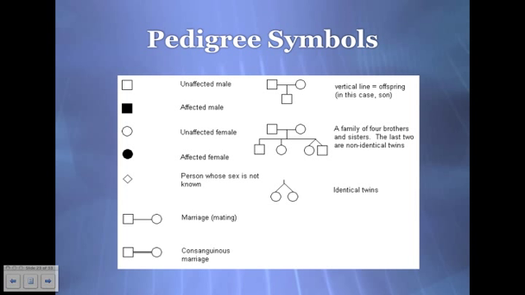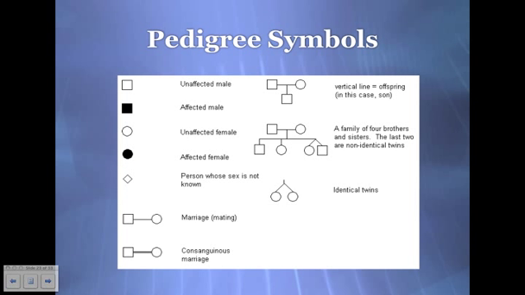Usually, whatever trait you're tracing would be colored in the pedigree. So that's why we call a colored in square an affected male, or the colored in circle an affected female. The diamond represents a person whose sex is not known, and the only reason for that may be a miscarriage or spontaneous abortion, something like that, where the individual was not carried to term and born.